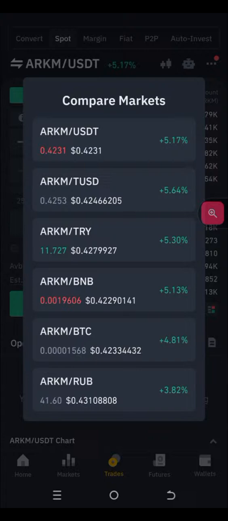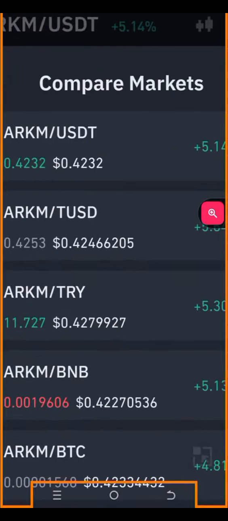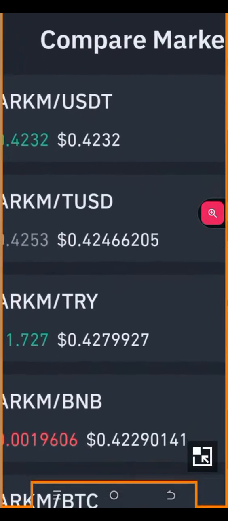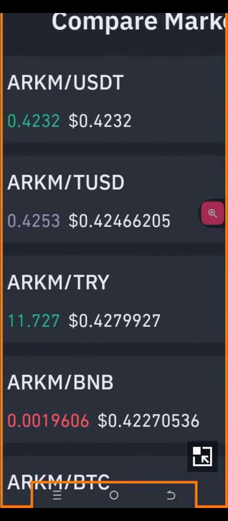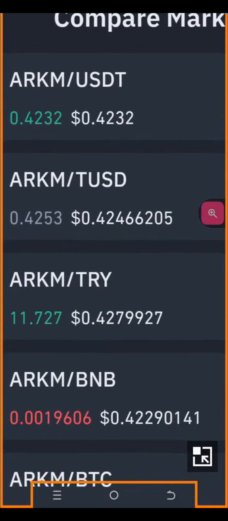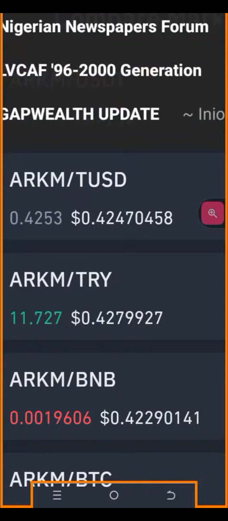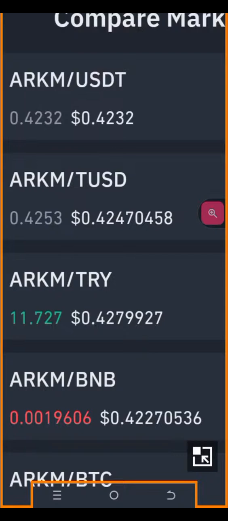So now let's look at this ARKM coin, which is 42 cents. Let me enlarge this so that we can see this better. Some of us, by the time you joined Binance, your currency was denominated in your country's currency. You can always go to settings to change to USD. That's how I like to look at the price. I don't like seeing it in naira. I'm in Nigeria, so I don't want to see it in naira. I always like to see it in USDT or USD, so it makes everything easy for me to see.